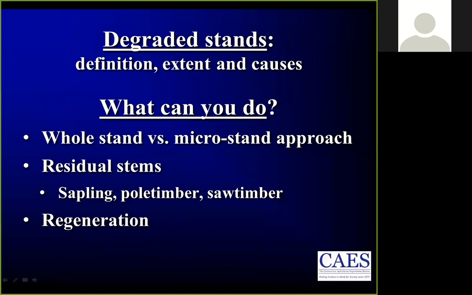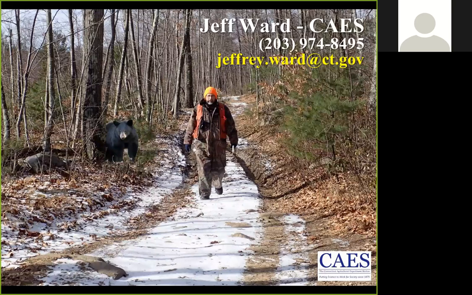So what we've covered here today are, we talked about what is a degraded stand, the fact that it's an incredible problem across the landscape, and some of the causes, primarily high grading. Like I said, I promote the micro stand approach for private lands. Where you've got large scale insect outbreaks, you probably want to use the whole stand approach. And you want to consider what you're treating, if you're looking at treating residual stems to get them to grow or to regenerate the stand. So with that, hopefully I left a few minutes for questions.